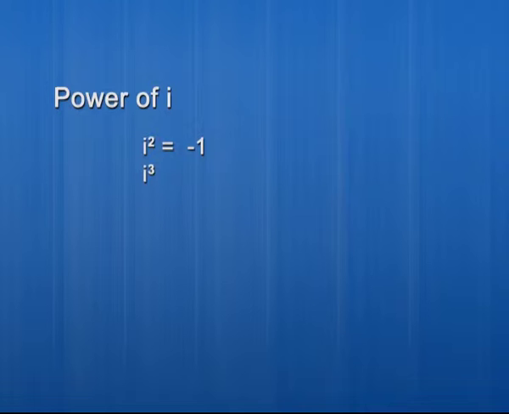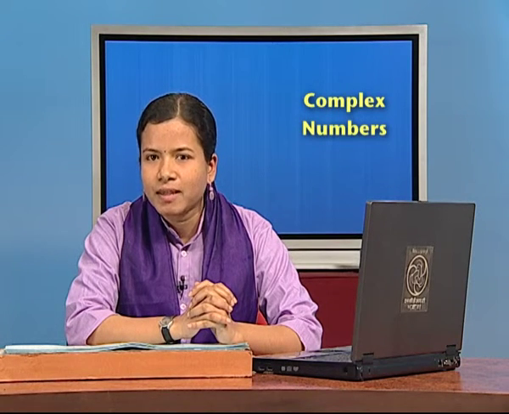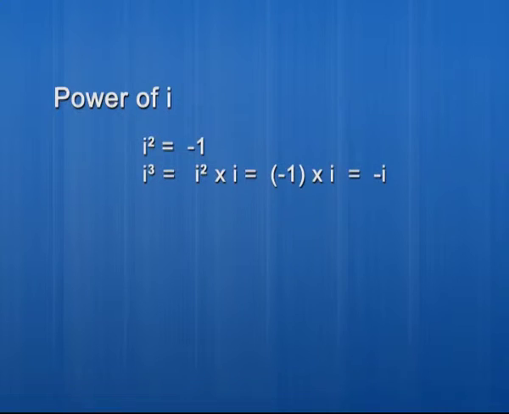Since i to the power 3 can be written as the product of i squared with i, now I can substitute this value here, which gives me the product of minus 1 with i, and which gives us minus i. It means that the value of i to the power 3 is minus i. Again, i to the power 4 can be written in terms of i squared, and which gives us value 1.